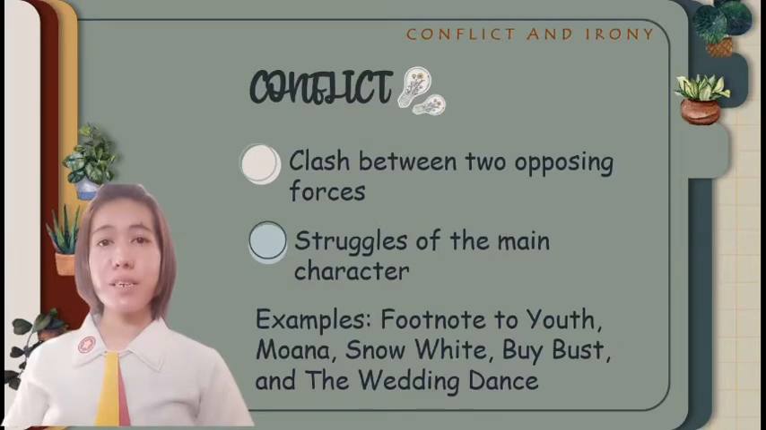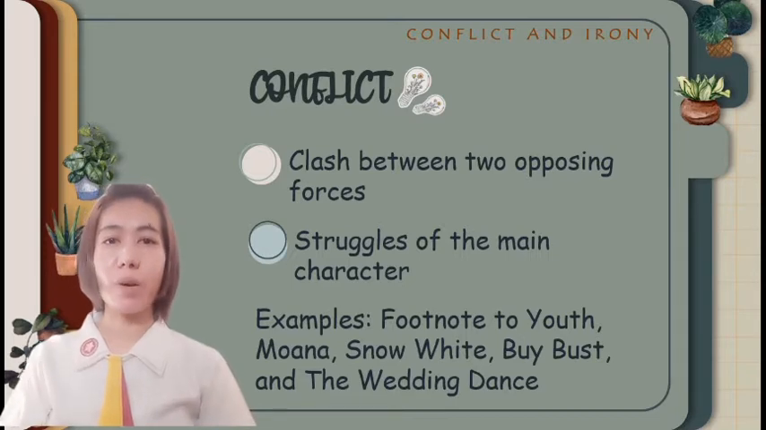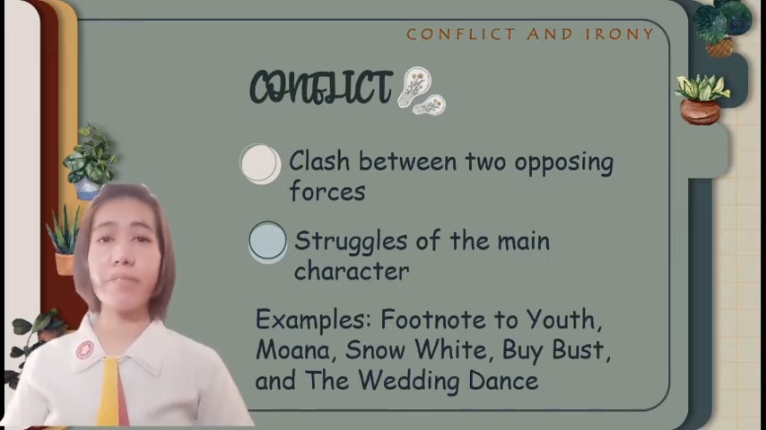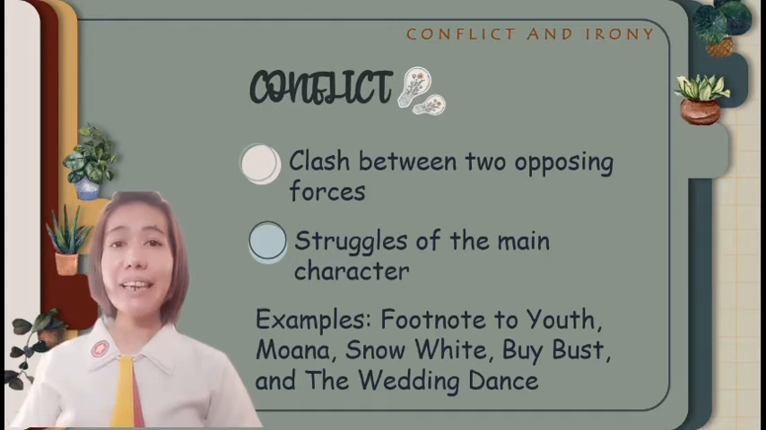Let me begin my discussion with a definition of conflict. Conflict is a clash between two opposing forces that creates a narrative thread for a story. It involves the struggles of the main characters or the protagonist against other forces to attain their goals. So, the main purpose of conflict is to create tension for the readers to get more interested. Let me give you some examples from pieces that are familiar to you.